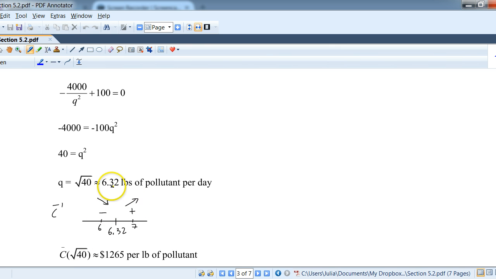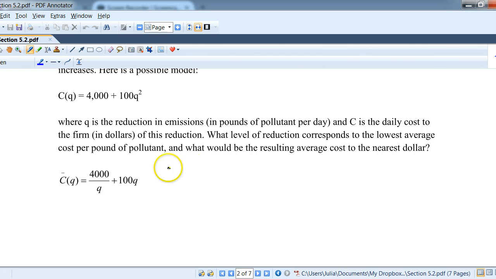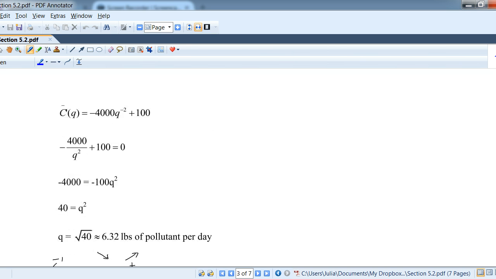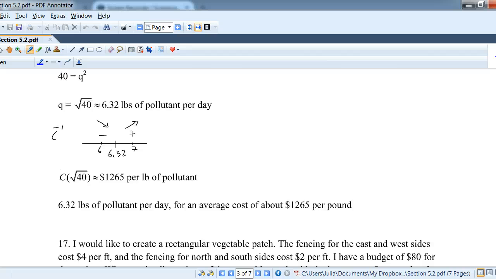I did round here just to make it easier, but I actually plugged the square root of 40 into the original function. If you remember where the average cost was, 4,000 divided by the square root of 40 plus 100 times the square root of 40. That's what I did. The less you round, the more accurate your answer would be. Rounded to the nearest whole dollar, it was about $1,265 per pound of pollutant. So that's what I got in this problem.